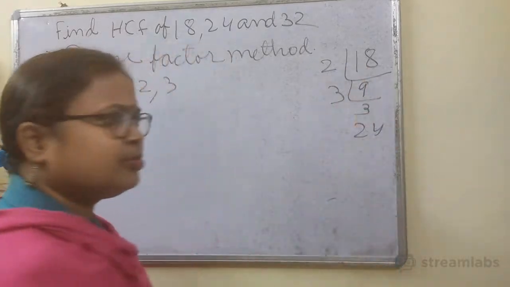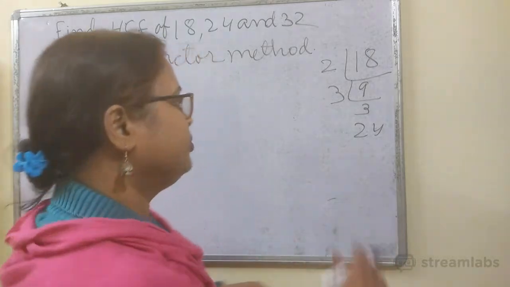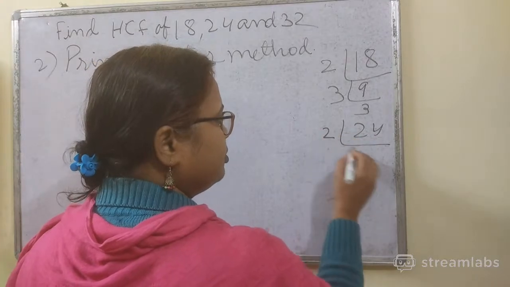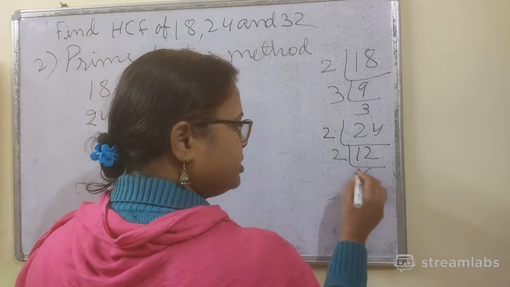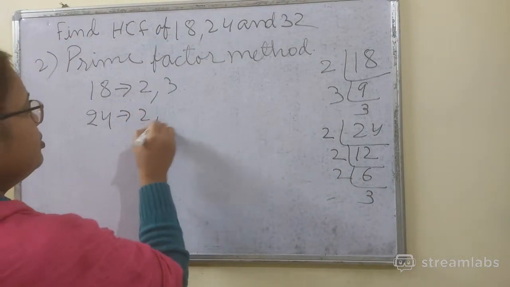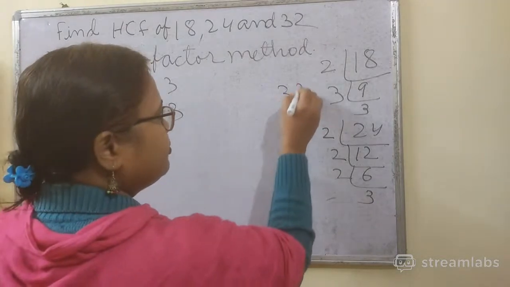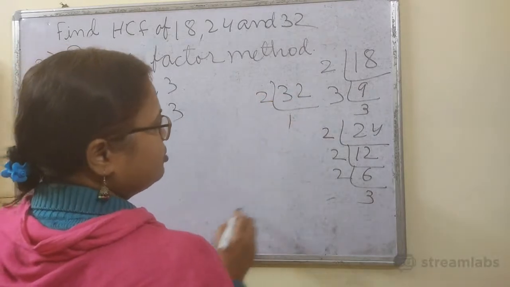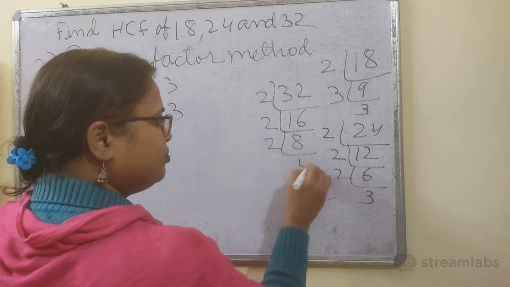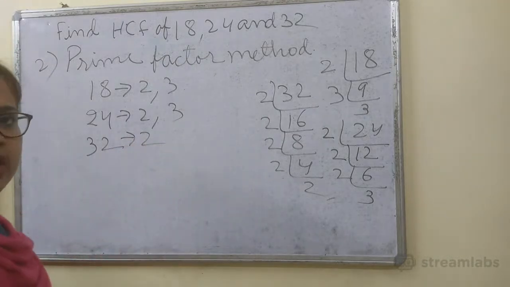We will not write all the numbers because we have to find out only the prime factors. So like this we can find out only the prime factor. So 24, 12, 6, then 2, 3. The numbers here are 2 and 3. Now next is 32. 2 16s are 32, then 2 8s, 2 4s, 2 2s. So the prime factor of 32 is only 2.